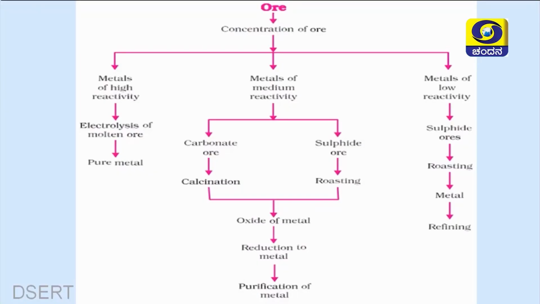Ores are classified into metals of high reactivity, medium reactivity and metals of low reactivity. The metals of high reactivity have to be concentrated and purified by electrolysis of the molten ore, which gives the pure metal. Those of medium reactivity exist as the carbonate ore or the sulfide ore, which has to be further processed, and metals of low reactivity are found in the form of sulfide ores and other processes have to be continued.